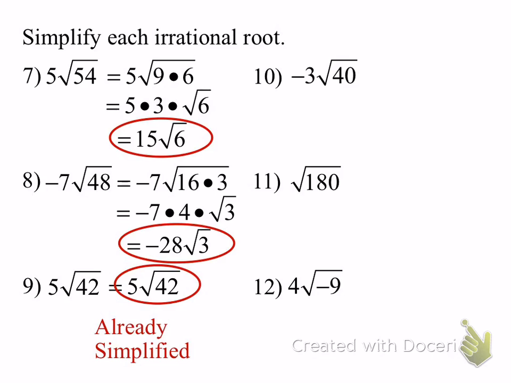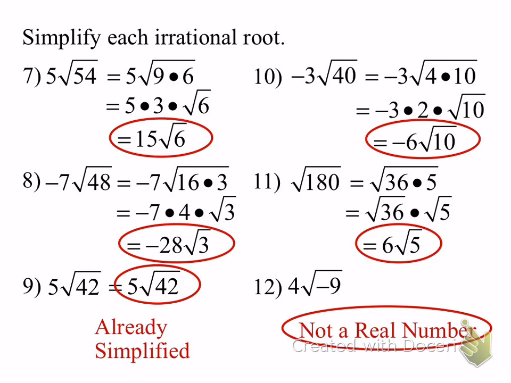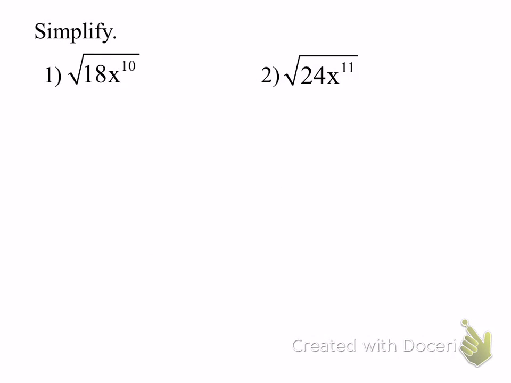No real root. Remember, the real number system is rational and irrational. When the square root of a negative is imaginary, we would say no real root, not a real number. Okay, now, variables.